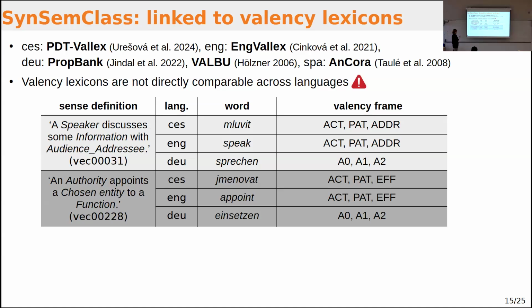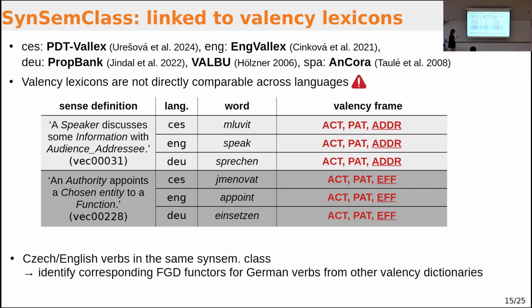However, for German, from Valbu, we only have 3 numbered arguments available. And so the issue is, for cross-linguistic comparison, that the level of abstraction is different. These two verbs are different in their valency frame in Czech and English, but same in German. However, because of SynSemClass, we know that these two German verbs in this sense are in the same SynSemClass as speak and mluvit and appoint and jmenovat in Czech and English.